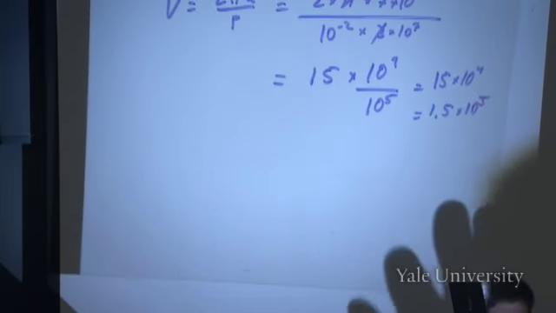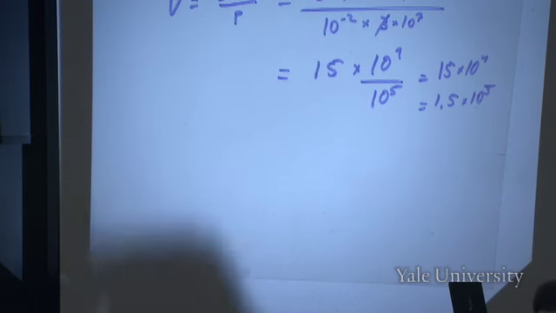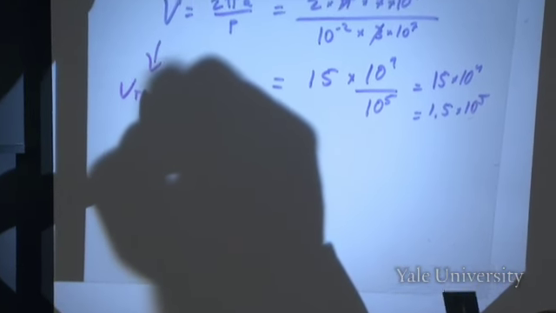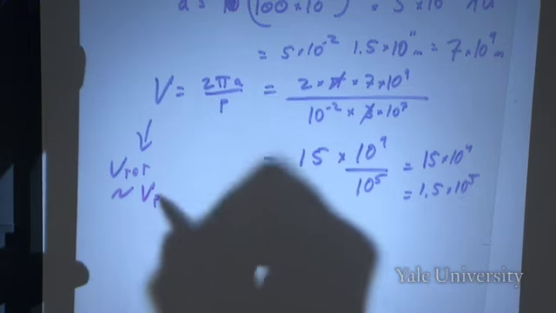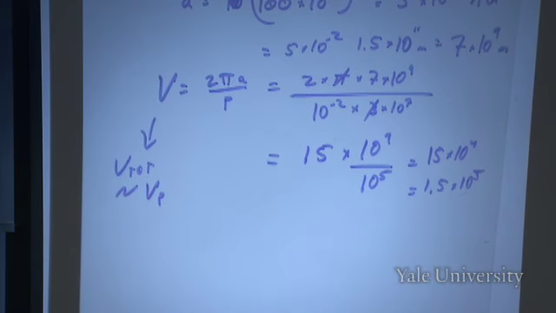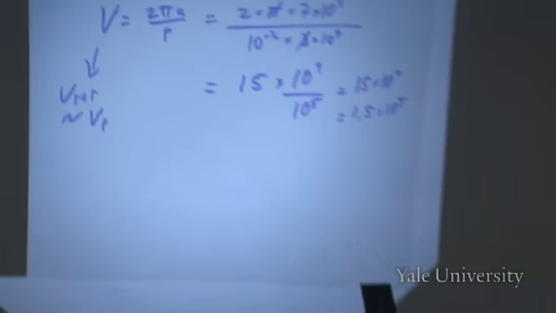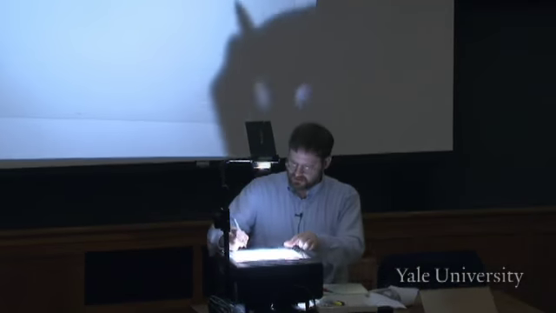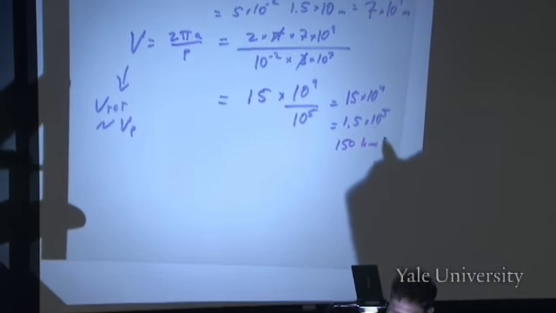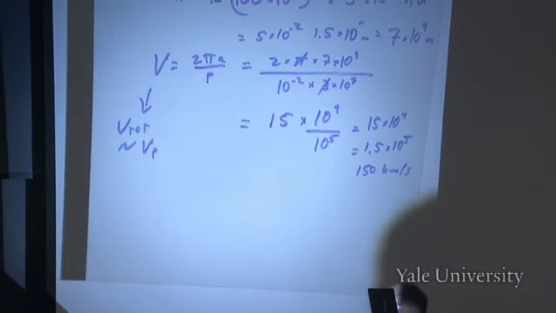So this thing, the planet now, this is V total, which is approximately equal to V planet, is going at 150 kilometers a second. Much faster than the Earth is going around. Well, that makes perfect sense. It's in closer, got to move faster to stay in its orbit. And so this is 150 kilometers a second if you prefer those units.